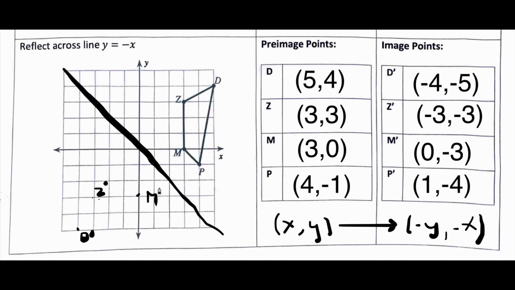And then finally, P prime is (1, negative 4). So 1, and then 1, 2, 3, 4 down. So that means P prime is right here. My drawing's a little bit rough, but you can see that's about the same shape, and it's now been reflected over y equals negative x. So that's how you're going to do a reflection over a diagonal line.